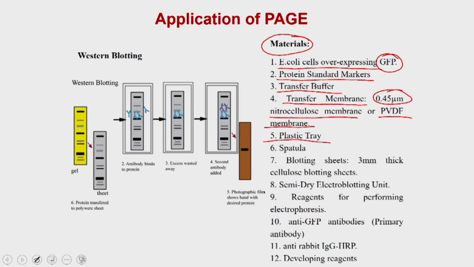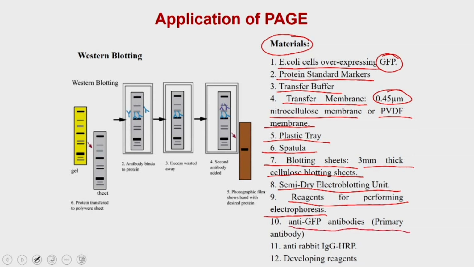Then you need a plastic tray, a spatula, and blotting sheets, which are 3 mm thick cellulose blotting sheets. Then you need a semi-dry electroblotting unit, and the reagents for performing the electrophoresis, which we have discussed in the previous lectures.